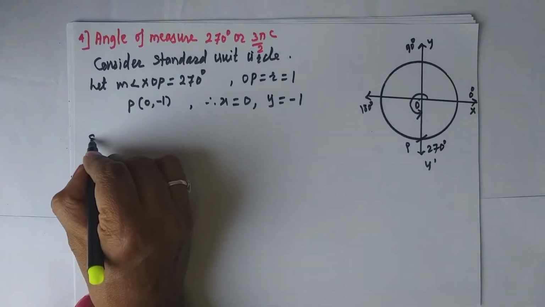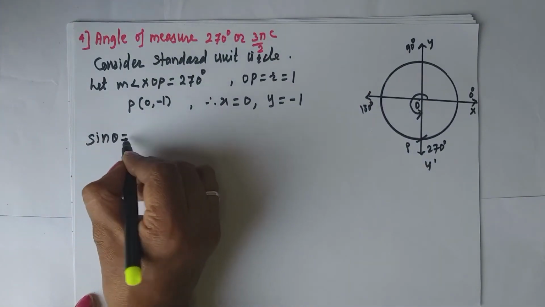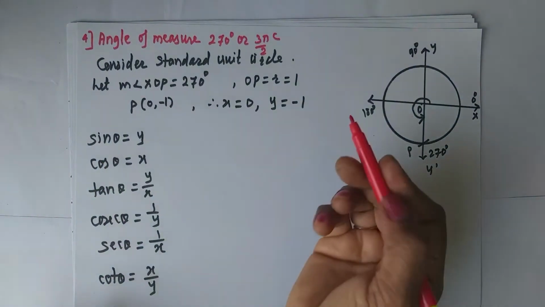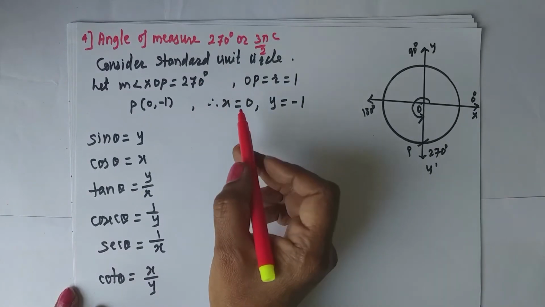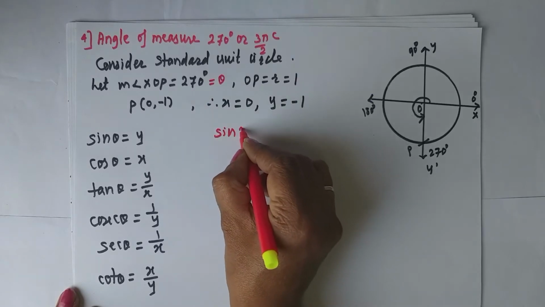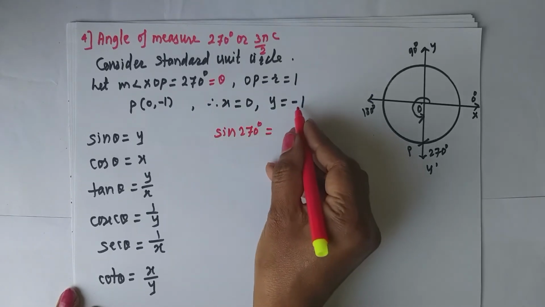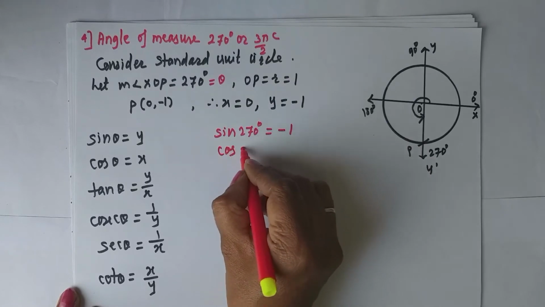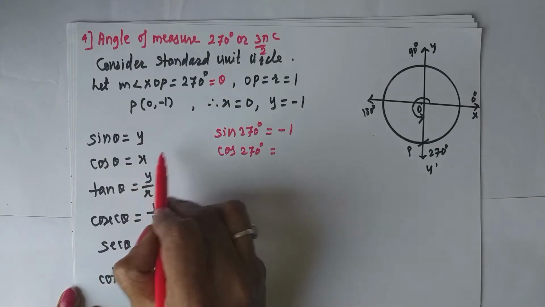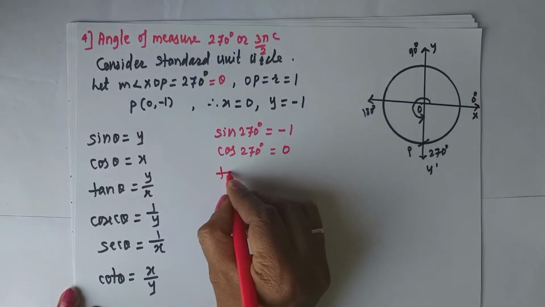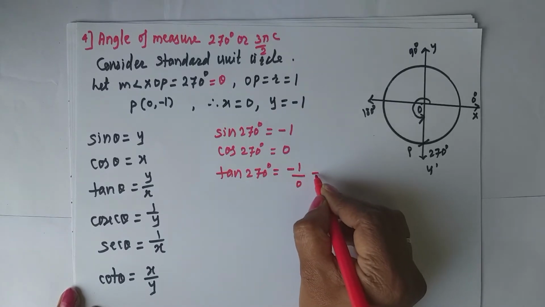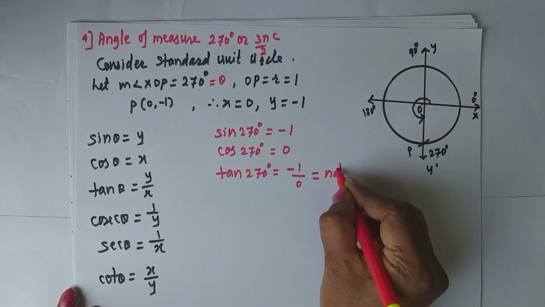Okay. Then write down first the trigonometric functions in terms of the standard unit circle. Now we will find out these trigonometric functions for the angle 270 degrees. Here this is your theta, means sin 270 degrees. Keep the value of theta. And what is y? y is minus 1. Then cos 270 degrees. What is cos 270? Here cos 270 is x and the value of x is 0. Then tan 270, y divided by x, minus 1 divided by 0, and again this is not defined.